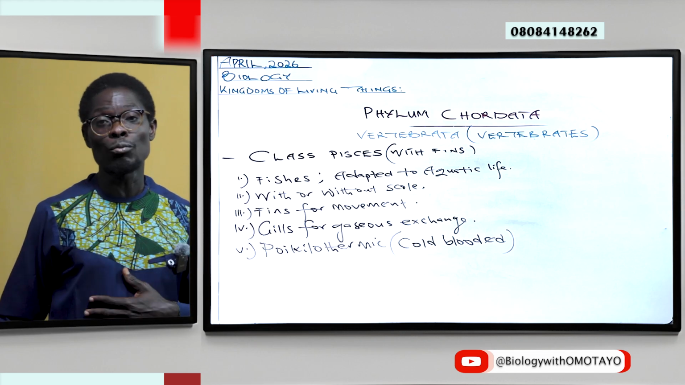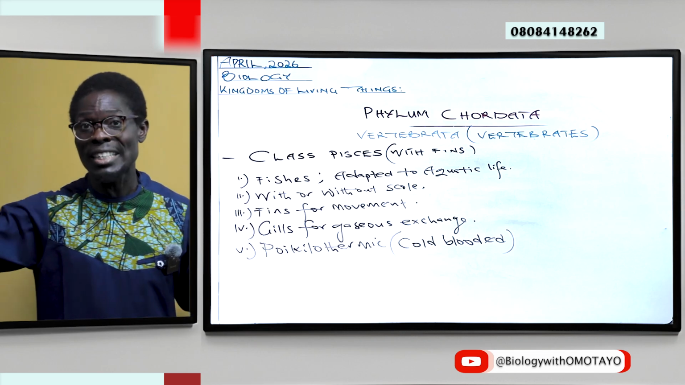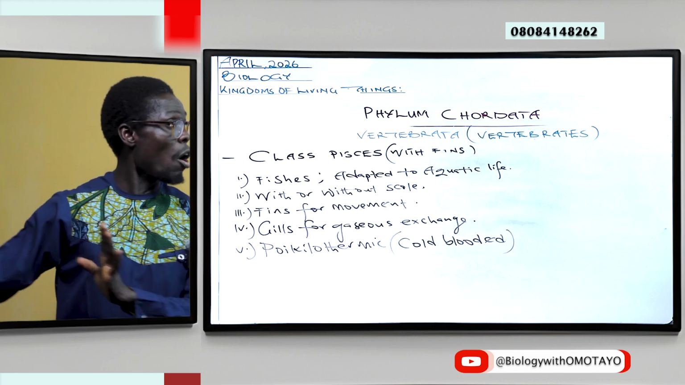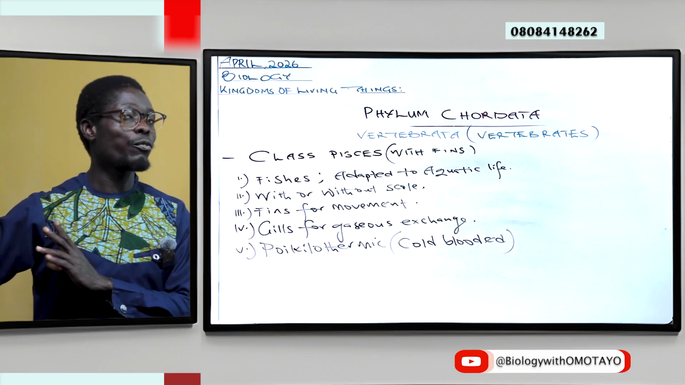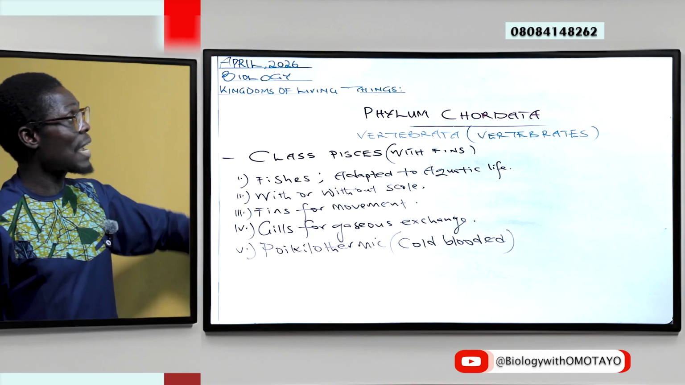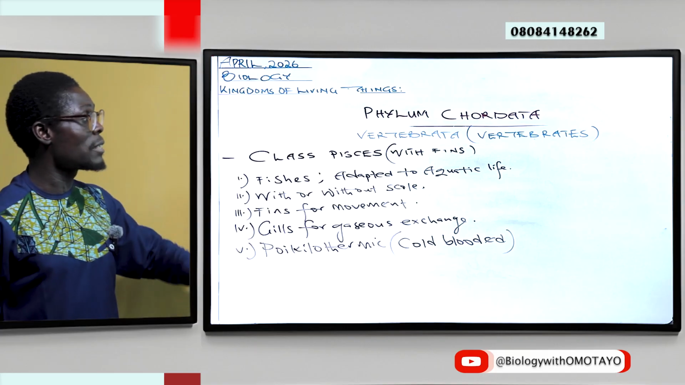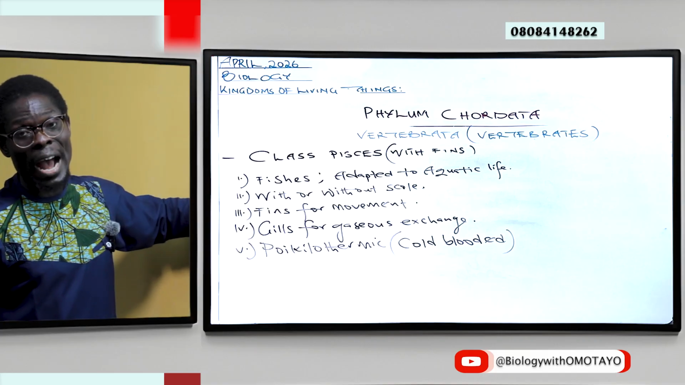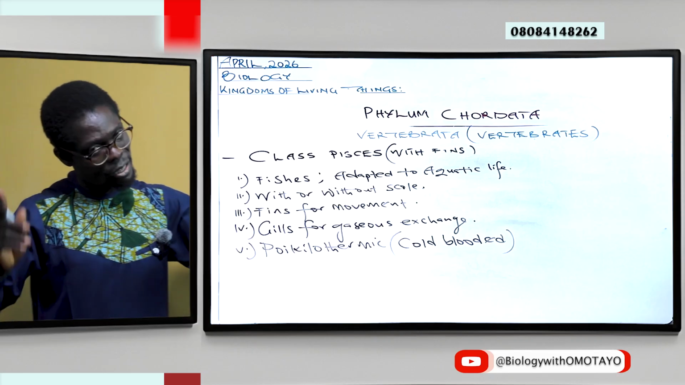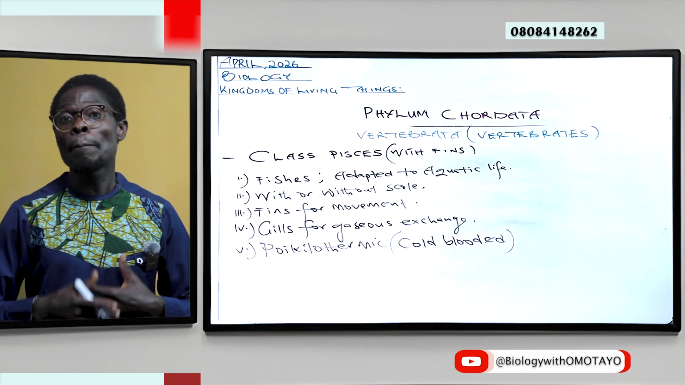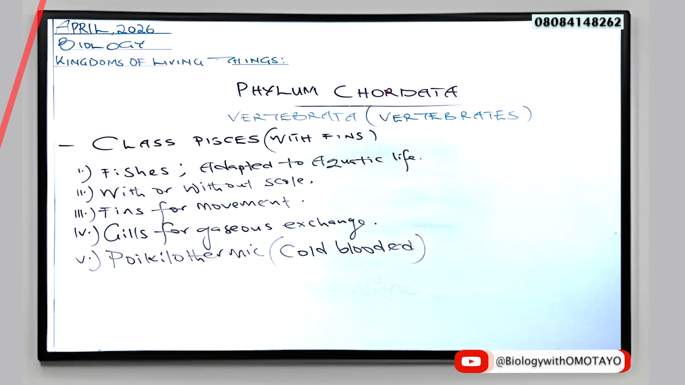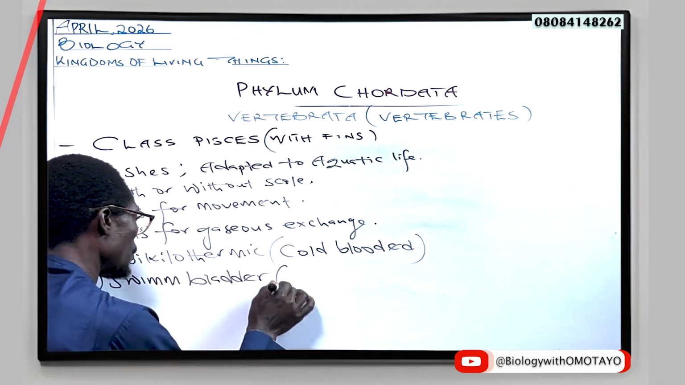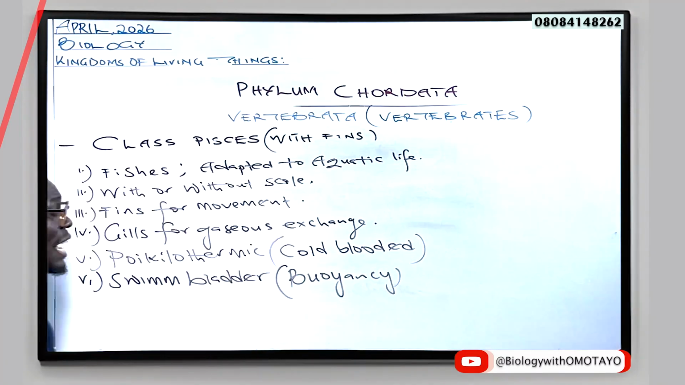It is not stable, unlike what will be seen later in the course of our study, where we have other forms of organisms with a kind of body temperature that does not fluctuate with environmental temperature. So take note, for our class Physis, they are referred to as poikilothermic, that is, in quote, cold-blooded, where body temperature fluctuates with the environment. Also, they have swim bladder for buoyancy.